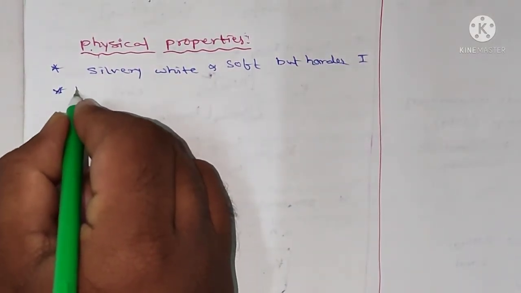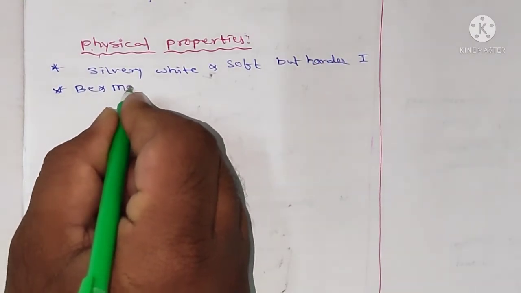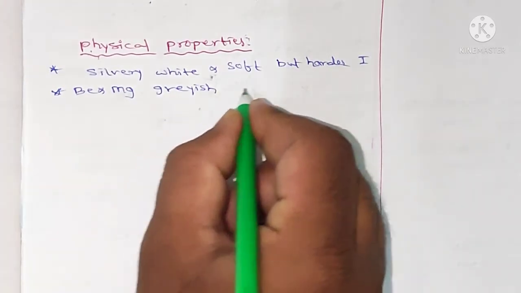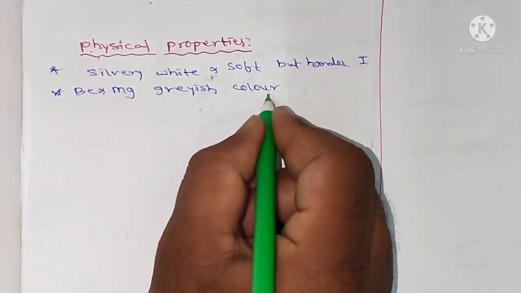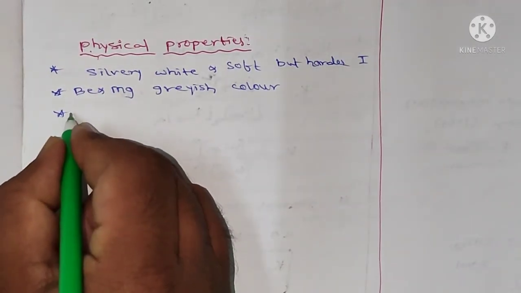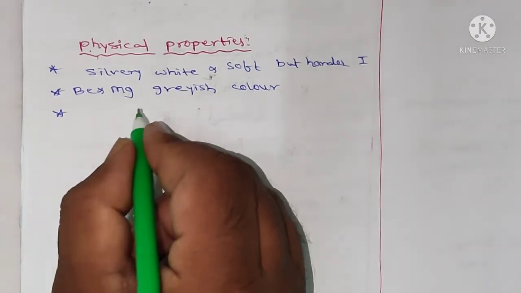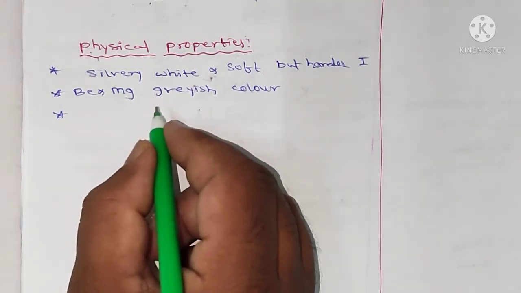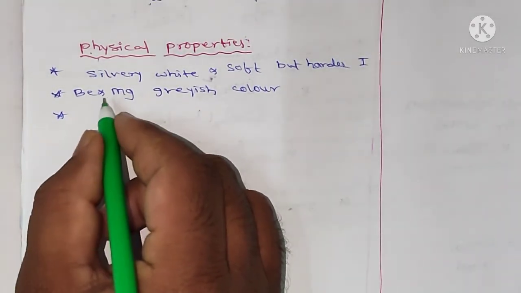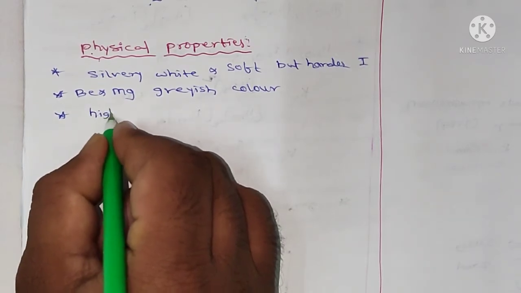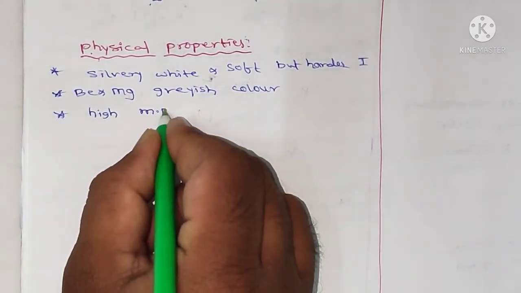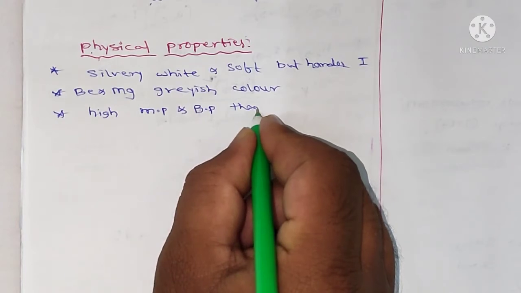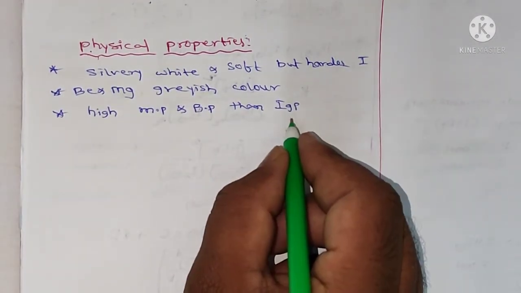And beryllium and magnesium are grayish in color. The melting points and boiling points of the second group metals are higher than those of the corresponding first group metals due to their small size. So the second group metals have high melting and boiling points than first group metals due to the small size.